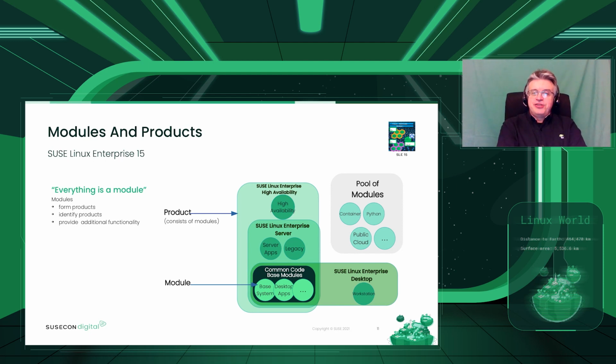And the extension, you may ask? Let's have a look at the high availability extension. It still exists and it consists of one module, the high availability module. So you can easily combine that together with other products and use it. And besides all of that, there's a pool of modules that you can add and use that have additional functionality like the container module, the public cloud module, or a Python module.